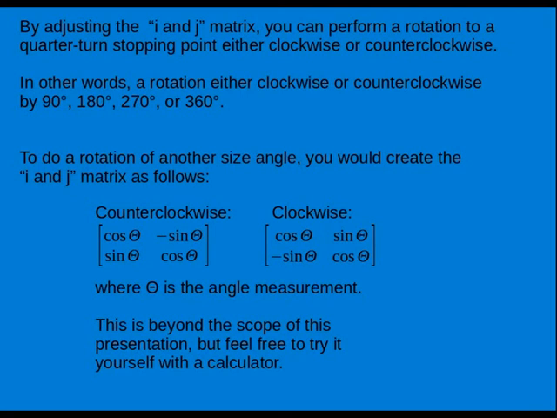Now, in addition, to do a rotation of another angle size, not a multiple of 90, you would create the I and j matrix as follows, with one for counterclockwise and one for clockwise, using sine and cosine functions of the angle, where the theta symbol is the angle measurement. But this is beyond the scope of this presentation, but feel free to try it yourself with your calculator.